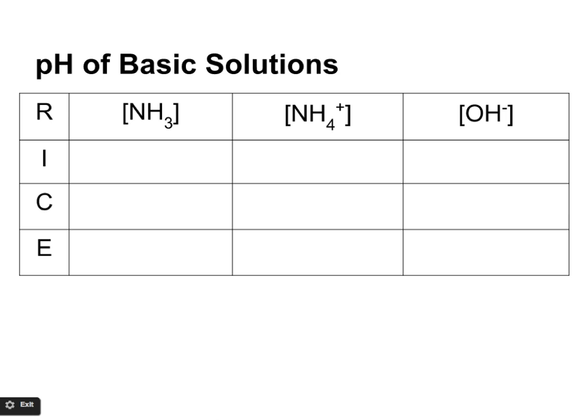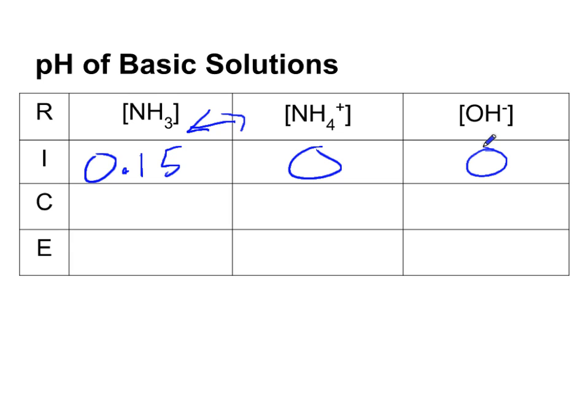So here's my RICE table, and once again I left water out of it because it's a pure liquid. It's not going to have any values in the RICE table, and I just left it off of here to give me more room to write actual numbers. Our initial concentration of ammonia is 0.15. It's at equilibrium with these two. We're going to assume that there was no hydroxide or ammonium present at the beginning.